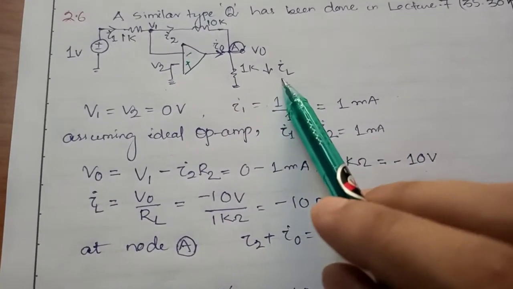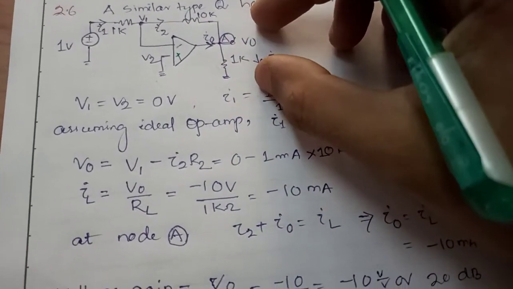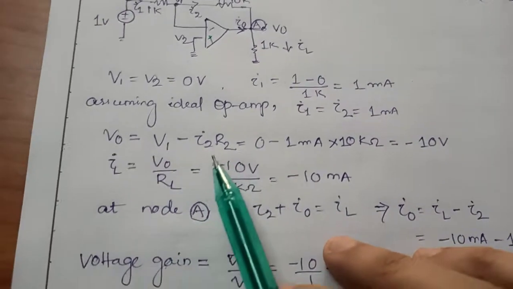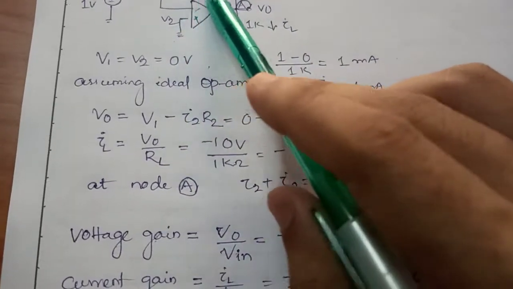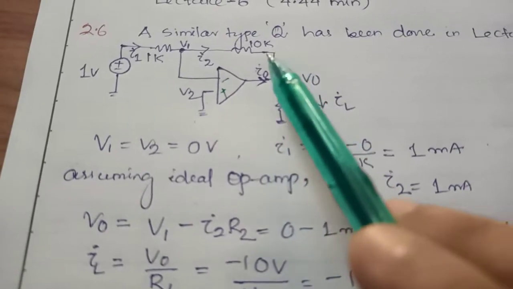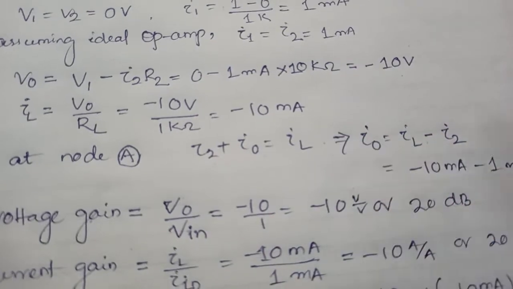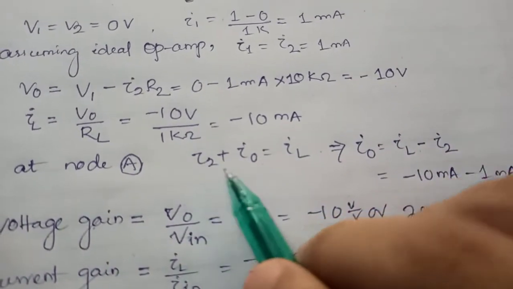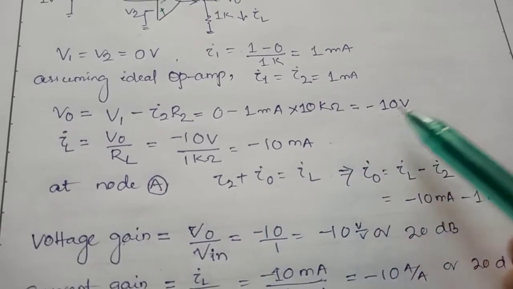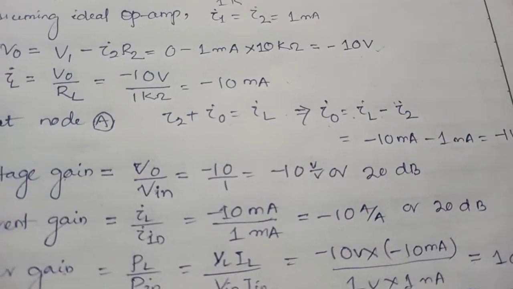Now we have to find the value of IL. Across this voltage V output, 1 kilo ohm is connected. So V out upon 1 kilo ohm will give me IL. That is nothing but -10 milliampere. Now at this node, you see this is one current, I2, coming. This is I0, the second current, and the one current that is leaving is IL. So I0 plus I2 is equal to IL. I know I2 and IL, so my I0 is nothing but IL minus I2, that is nothing but -11 milliampere.